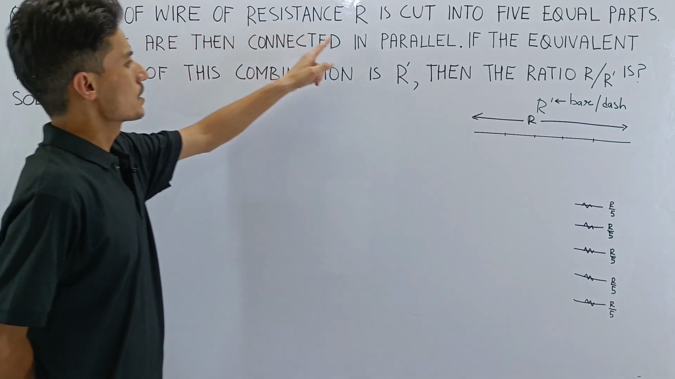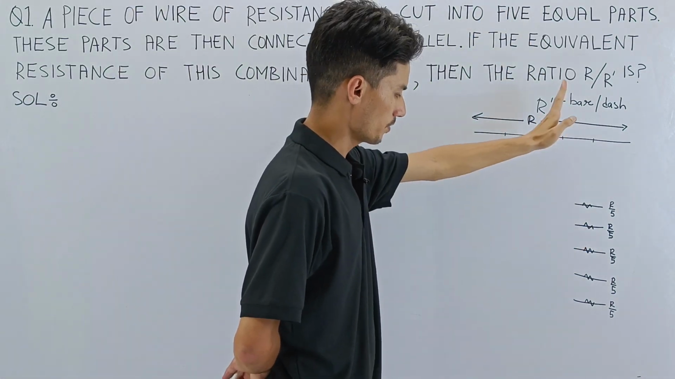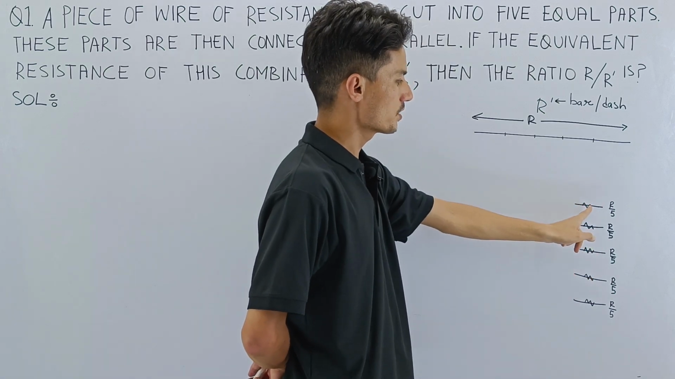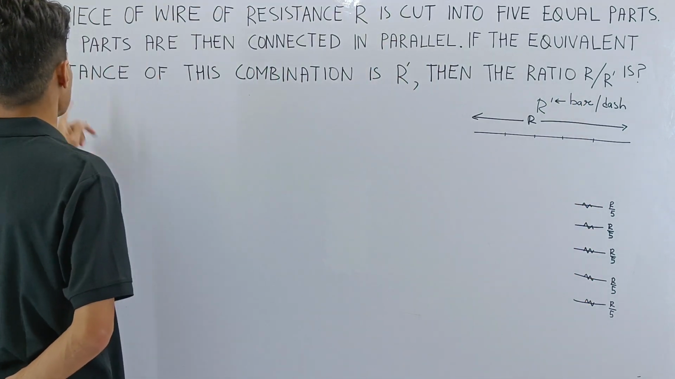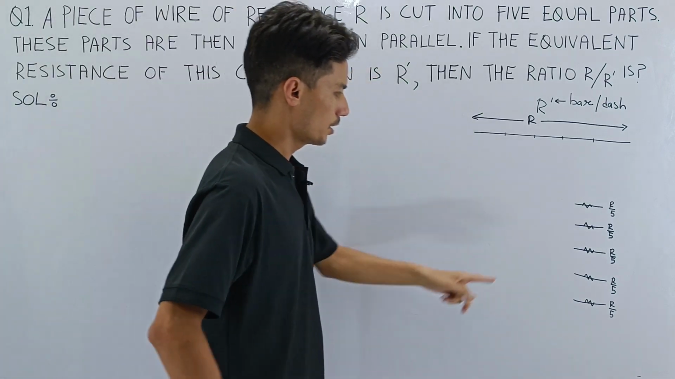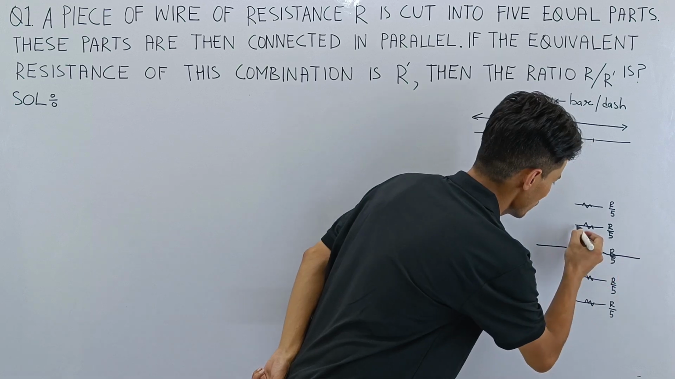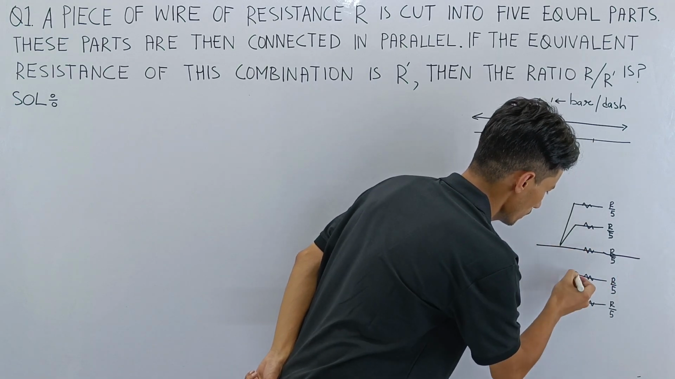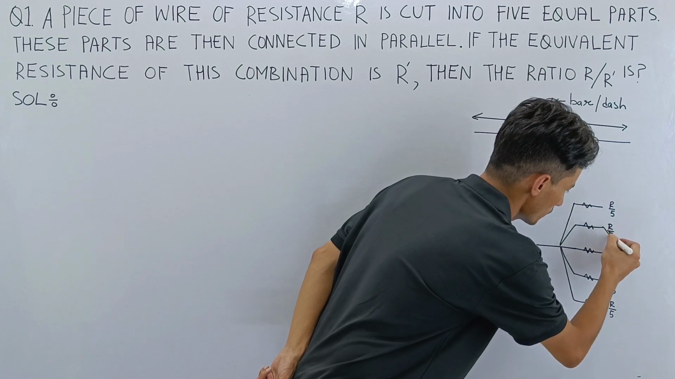A piece of wire of resistance R is cut into 5 equal parts. Done. We have cut it into 5 equal parts, and the resistance has also been divided into 5 equal parts. Next, these parts are then connected in parallel. Now these are connected in parallel, so we'll have to join them in parallel. So let's join them in parallel.